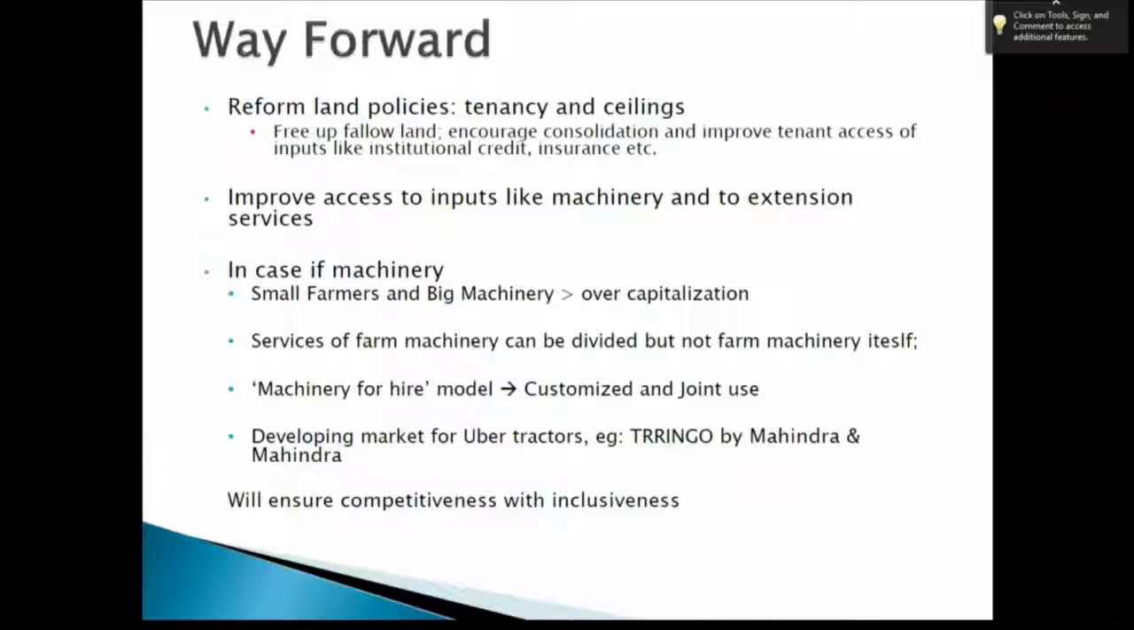And then we need improved access to inputs like machinery and to extension services. And because machinery was one of the main objectives, I'm going to show you 3 examples after this slide where we are innovating in terms of how to deliver machinery to a very small and marginal farmer. So in case of machinery, clearly, these are very small farmers, and bigger investments in machinery is overcapitalization. So what we need is a machinery for hire model. So clearly, the model we're looking at is like an Uber tractor, and this is happening in India already.